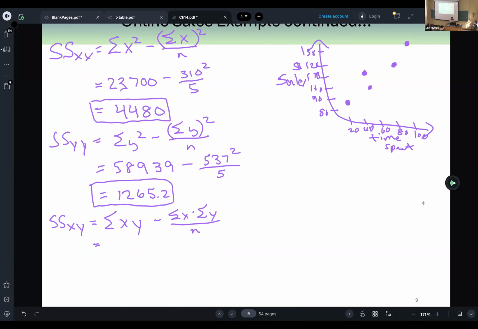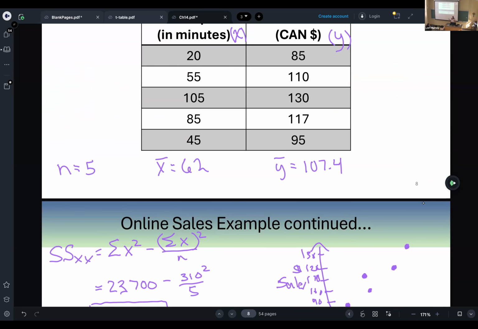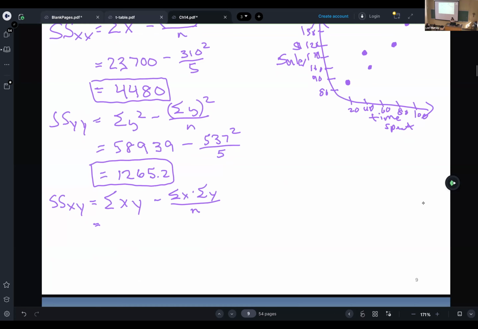So what you do here to get the x times y, you go, first pair is 20 and 85. So you would take 20 multiplied by 85. Next pair, 55 times 110. Plus 105 times 130. Plus 85 times 117. Finally, plus 45 times 95. That gives us the first piece of that equation: 35,620. And you can verify that.